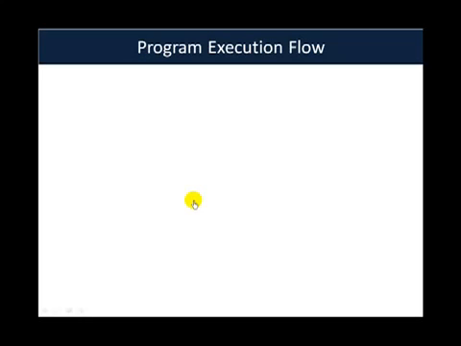Hello all, welcome to video 8 of the Assembly Language Primer for Hackers video series. In this video, we will look at how to alter the program execution flow using various instructions. So first we will go ahead and look at the unconditional branching instructions.